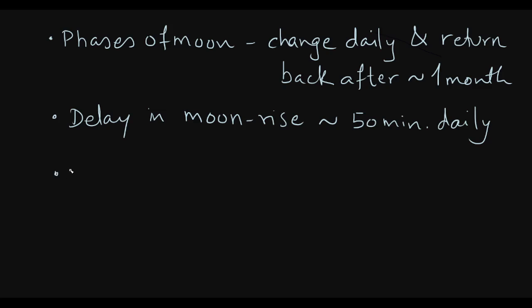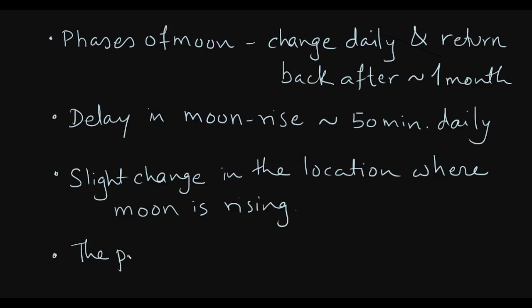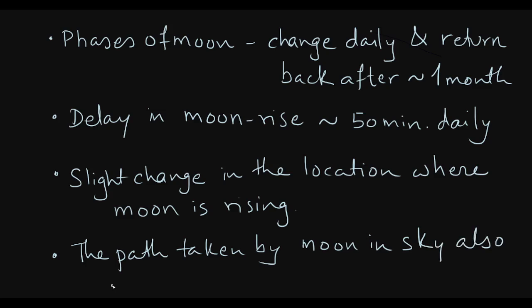Then the third thing that we saw is a slight change in the location in the eastern horizon where the moon is rising, and the last thing we of course saw is that the path taken by the moon in the night sky also changes slightly.